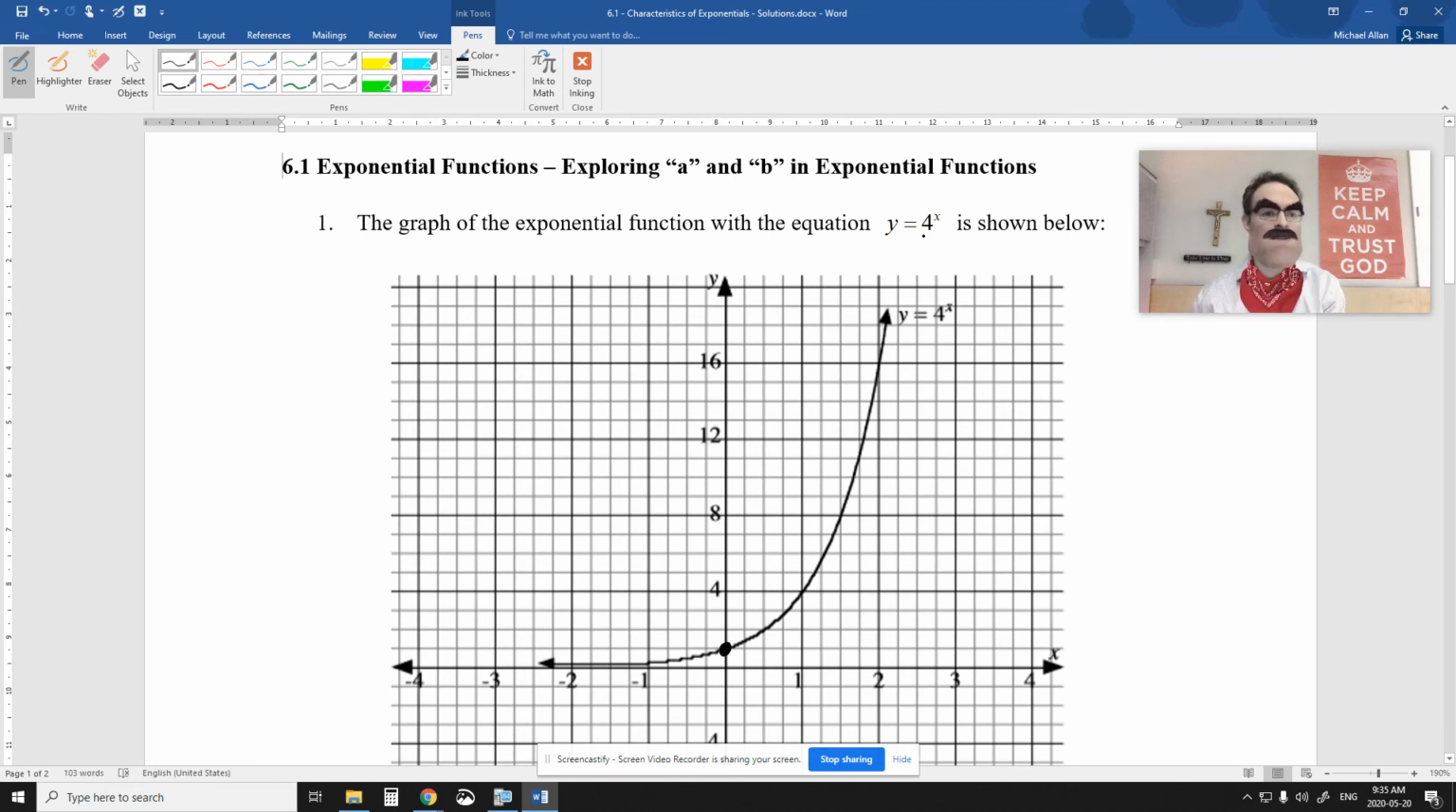That can be seen from the graph here because of the a value. Remember, exponentials are going to be a times b to the power of x, right? The a value, as we explored in the lessons, determines where the graph crosses the y-axis. So that's good to know.